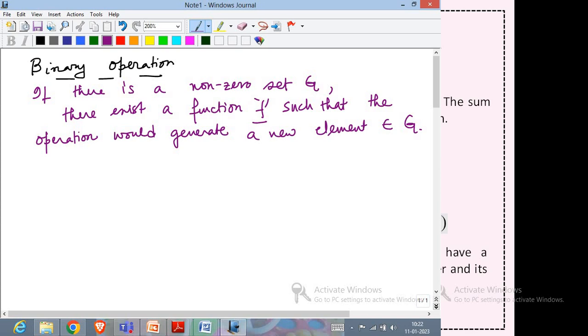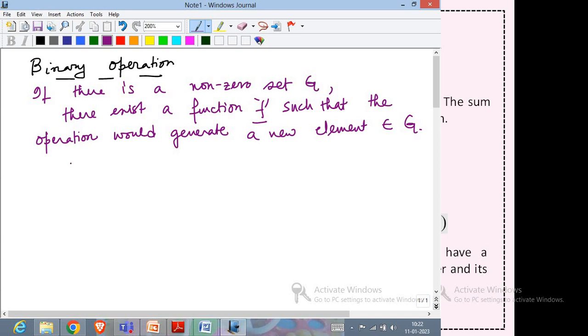Because we are getting one output at the end, that's why we are calling it a binary operation. We are getting two inputs and one output out of it. So that's the binary operation we are talking about. This is the basic definition of a binary operation. Now as I said, plus, minus, subtraction, anything can be a binary operation.